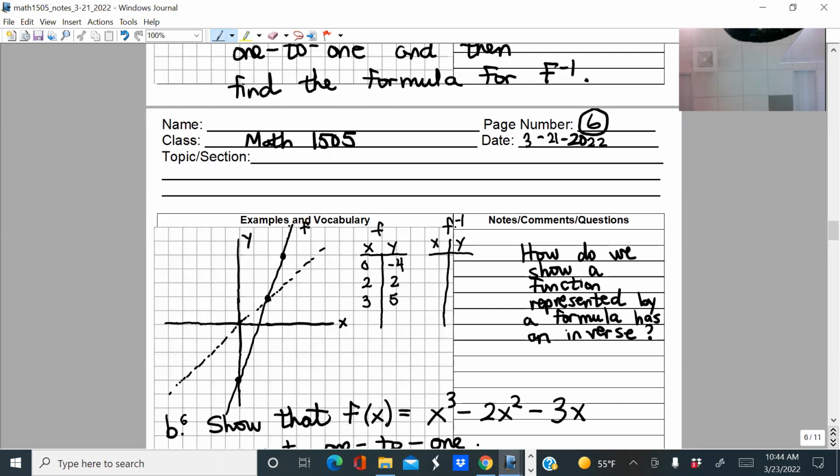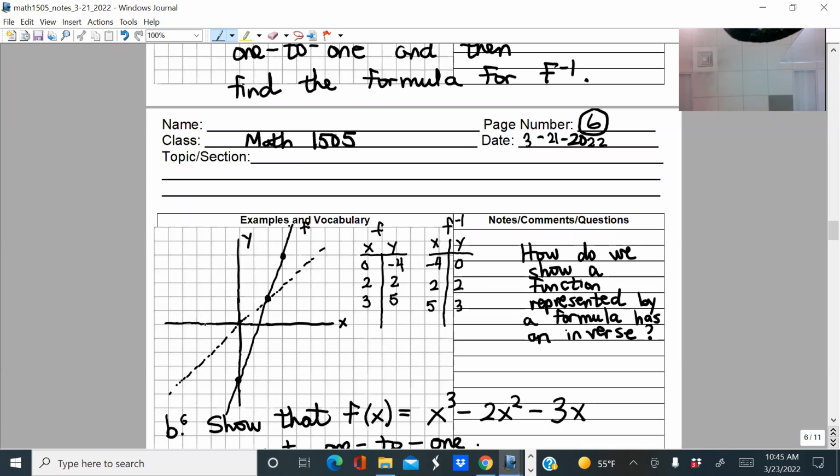F inverse swaps. So you can just swap these coordinates, you see. So you know on f inverse, when x is -4, y is going to be 0. Or when x is 2, oops, y also is going to be 2. See, flip these. Or when x is 5, what's y going to be? 3, right? Okay.